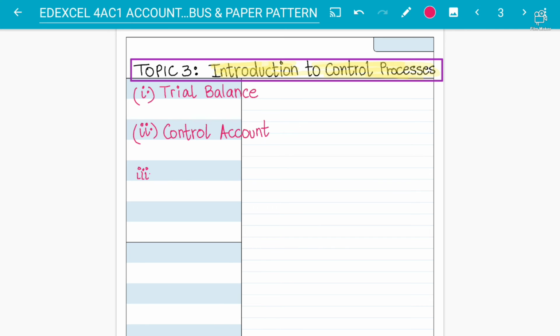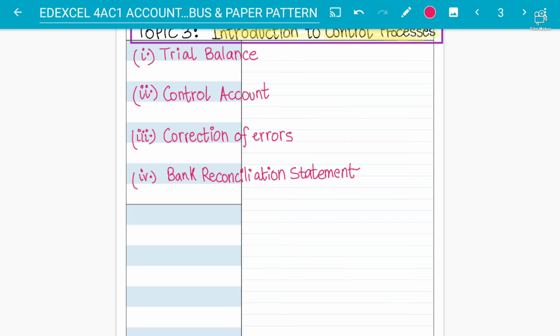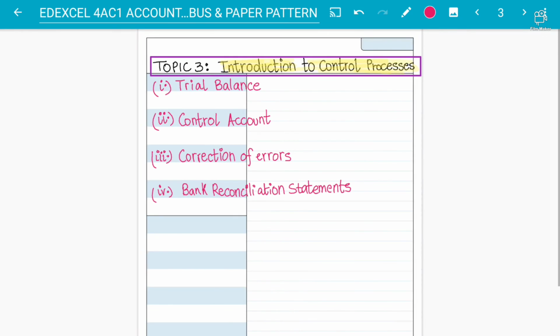Then point number 3 in topic number 3 of paper 1 is how do you correct errors? It is a difficult chapter, and a lot of students struggle with it, so we will learn about correction of errors as well. And then point number 4 is how to prepare bank reconciliation statements. So this is where paper 1 content ends. You must know all of these things to make sure that you score good marks out of the 100 marks of paper 1. That is 70% weightage. We'll have definitions, theories and numerics again in this as well.